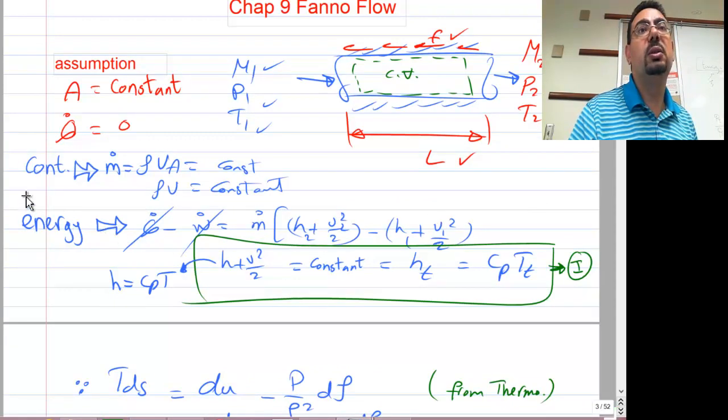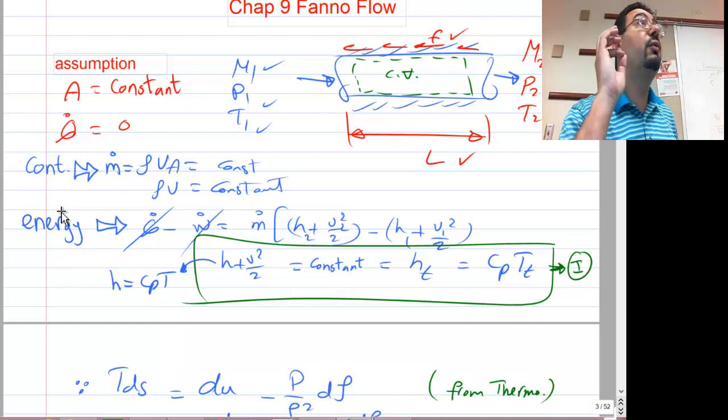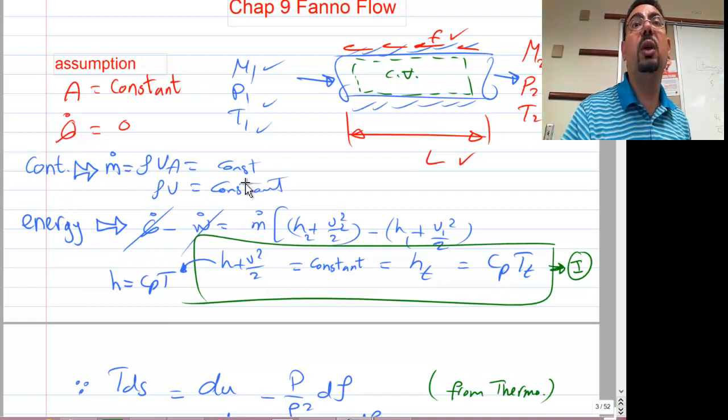What are our tools? Continuity, energy, and momentum equation, right? Let's start with only continuity and energy, and then we'll do the momentum after a few slides. Because those two by themselves give us a lot of physical insight into what will happen, all right? So what's the continuity? Rho V equals constant. In short, because the area is constant, rho V is constant. This is a constant area duct.